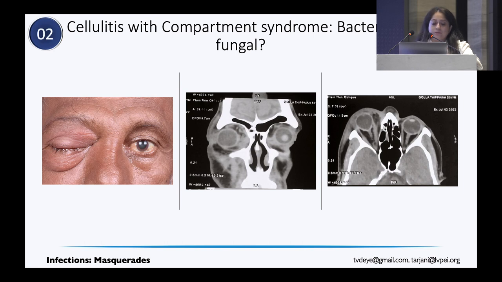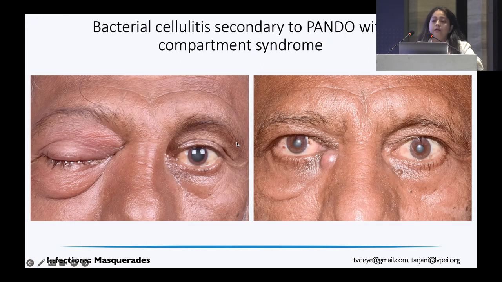In this kind of situation, I would not hesitate to get a sample from the areas that look most infected. For us, it was the lacrimal sac region over here. We sent it for microbiology, treated him, and lo and behold, he actually had a lacrimal sac infection. So this was just acute dacryocystitis, so florid in presentation that it produced tenting of the eyeball, which means the patient developed a compartment syndrome, which is not something you see very commonly in bacterial cellulitis. What helped us was that on microbiology, we ruled out a fungal infection.